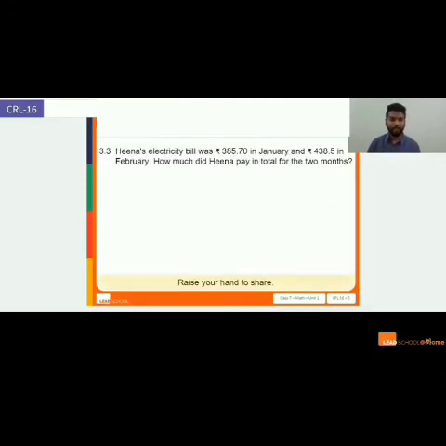Great. Now let's look at the third and the final question for the day. Hina's electricity bill was 385.70 rupees in January and 438.5 rupees in February. How much did Hina pay in total for the 2 months? This is a very straightforward question. You will have 2 minutes to solve this. Your time starts now.